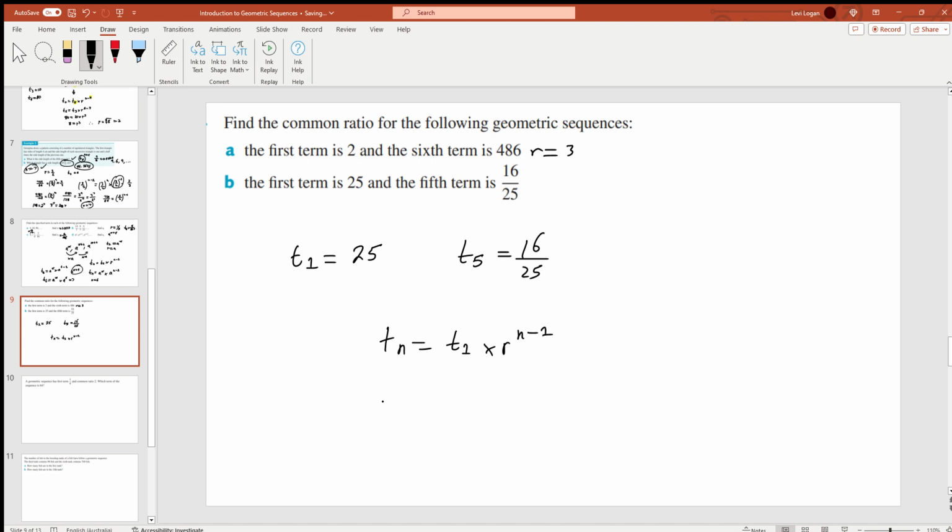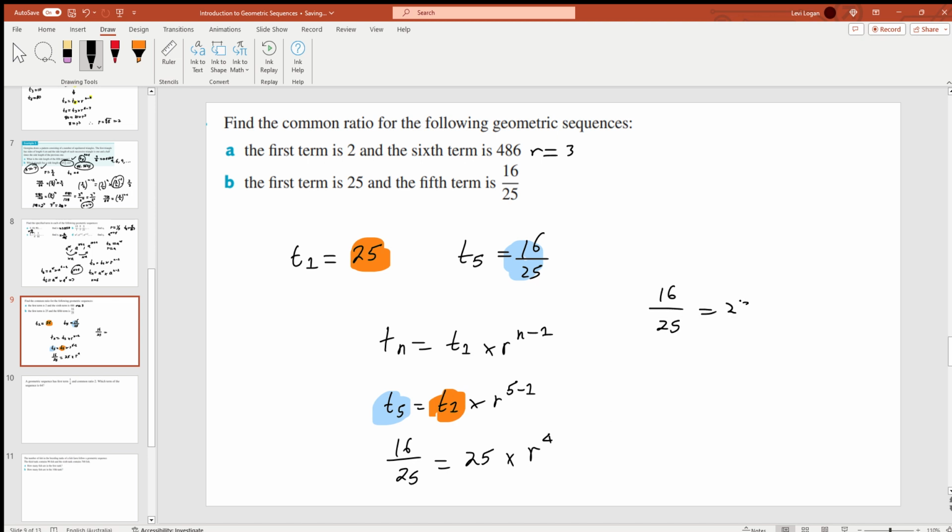So what I'm going to put here is the fifth term, so t of 5 equals t of 1 times by r to the power of 5 minus 1. Here I can replace with this number here, and here I can replace with that number there. So I have 16 over 25 equals 25 times by r to the power of 4. So what I can do is actually divide both sides by 25. So I have 16 over 25 squared equals r to the 4.